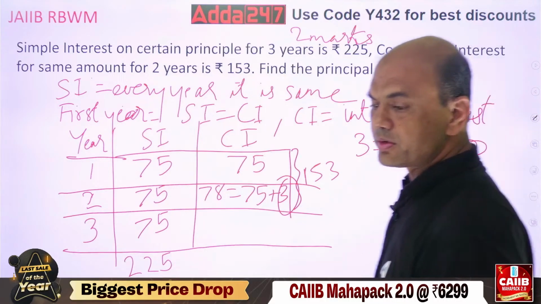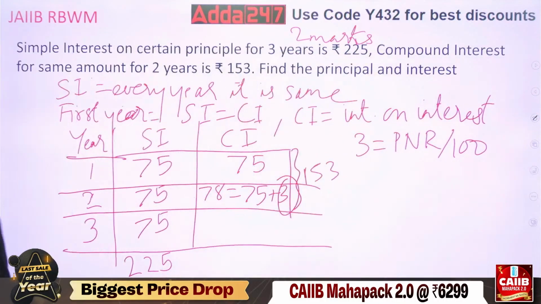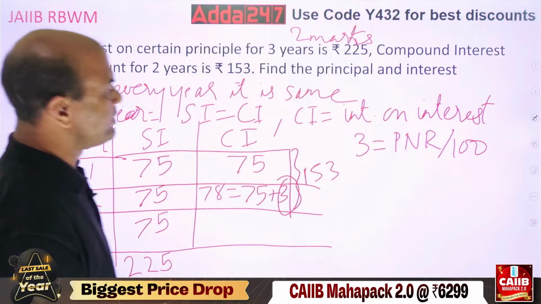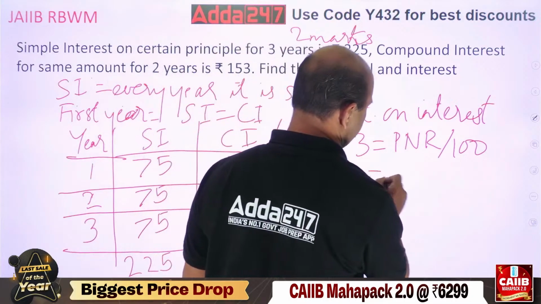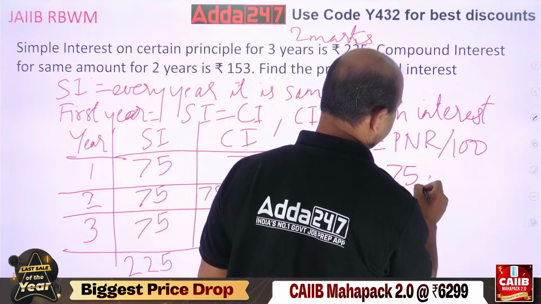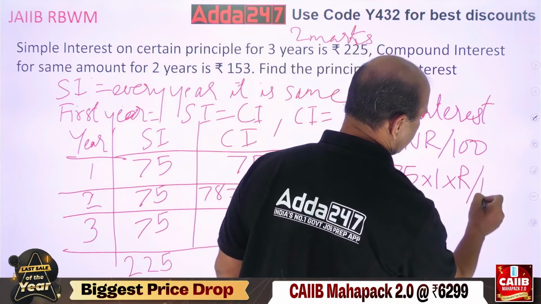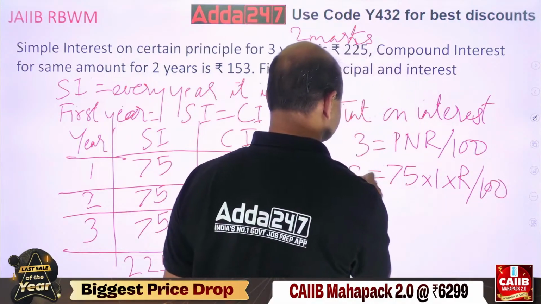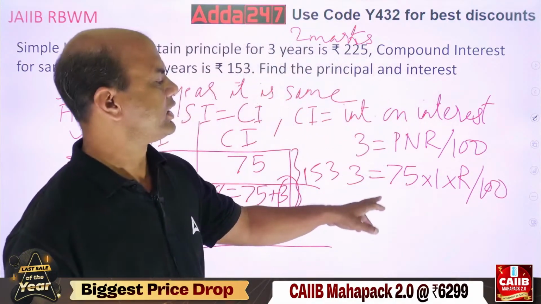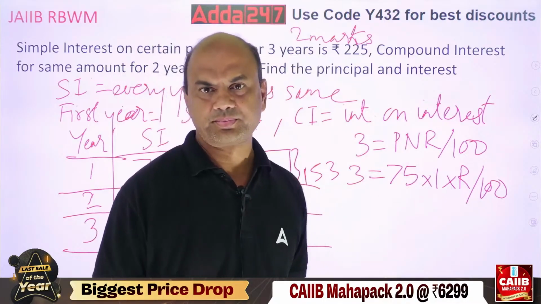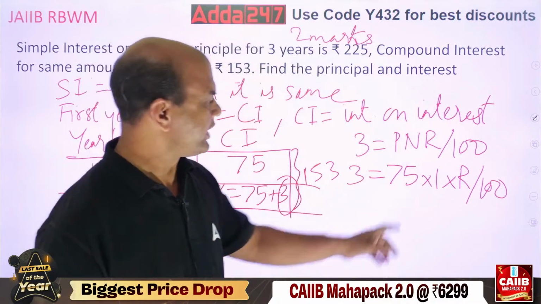Okay, what is P over here? I have invested 75 rupees, right? So my P will be 75, into N, which is 1 year, into R divided by 100. So 3 equals to 75 into 1 into R upon 100. Got it? So now find R.